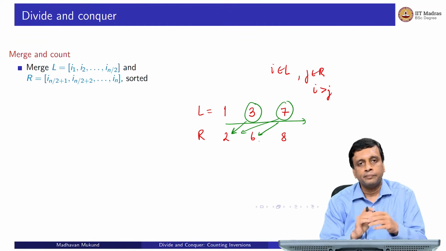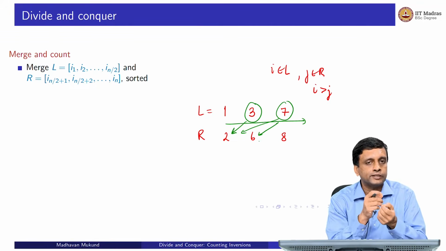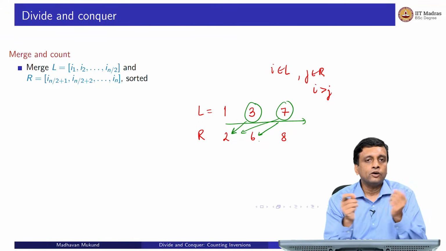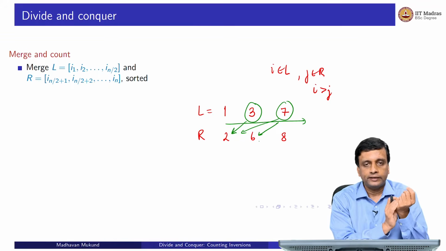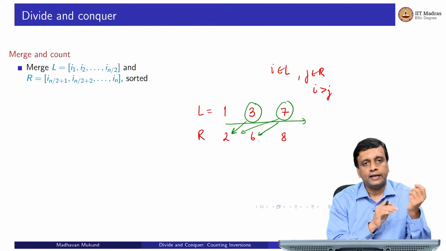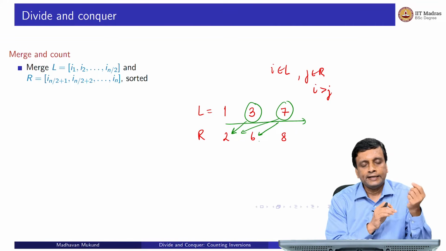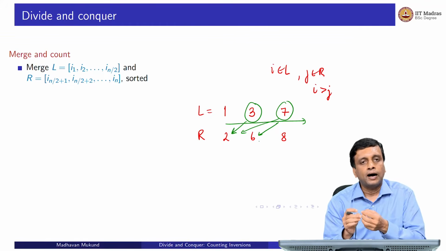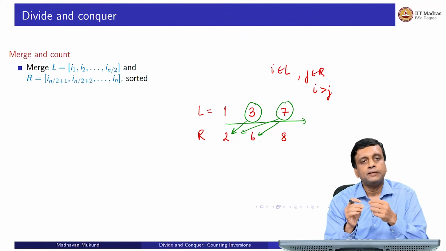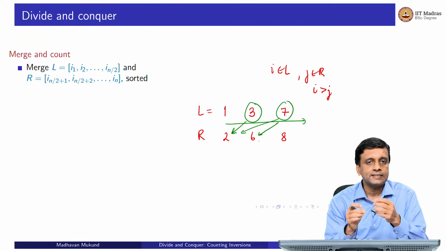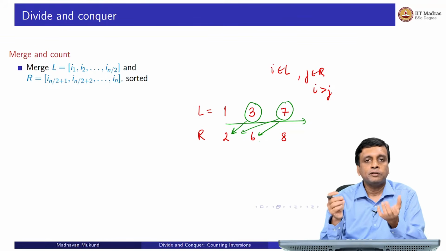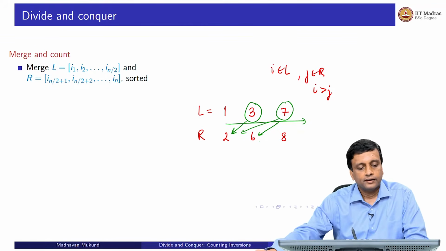When I am merging, remember, I am picking out the smaller of the two elements at the top and pulling it out. If everything on the left is smaller than everything on the right, then I will first exhaust L and only then move to R. So if at any point I pick out something from R before I pick out something from L, that means I have discovered an inversion. There is something still left in L which has been overtaken by something from R.